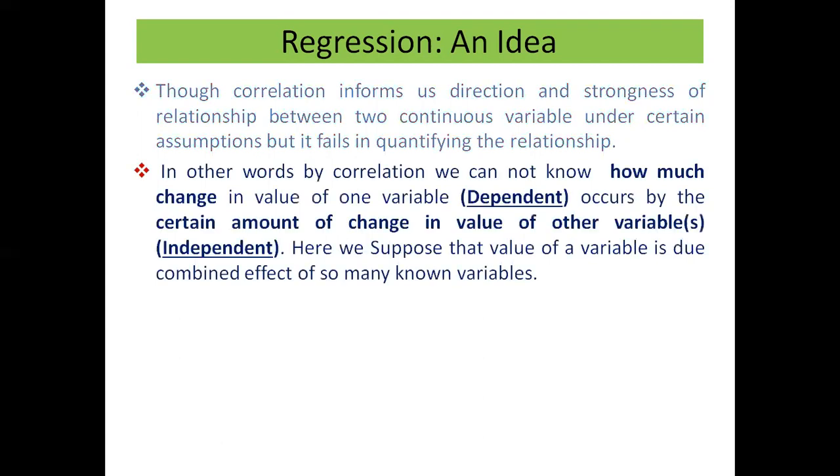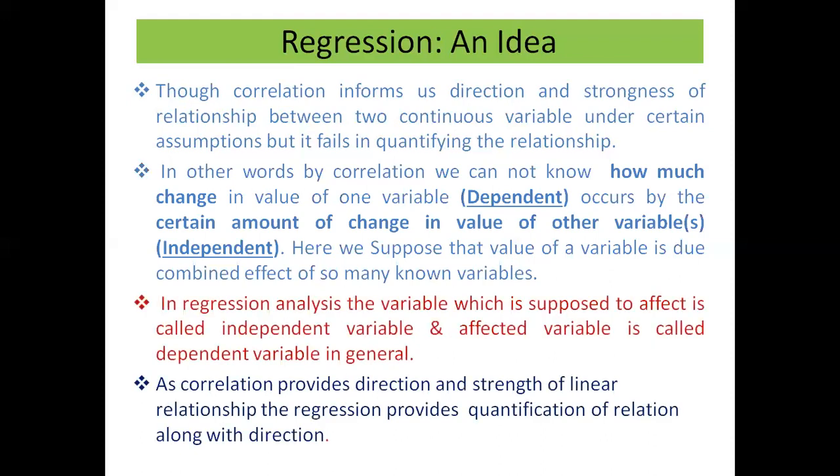In other words, by correlation we cannot know how much change in the value of one variable, generally called dependent, occurs by a certain amount of change in the value of another variable or set of variables, which are called independent. So in regression analysis, we suppose that the value of a variable is due to the combined effect of many known variables. I will discuss these things further.